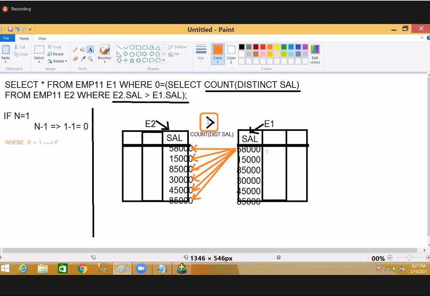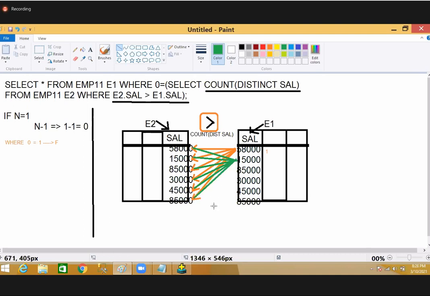Next we have to compare now. 15,000 compare now. See, who are not understanding, please check it once again. 15,000 I'm comparing now. So the 15,000 value, compare with each and every value of the E2 alias table. Same self join. Self join you already know. Same self join, a single table comparison.